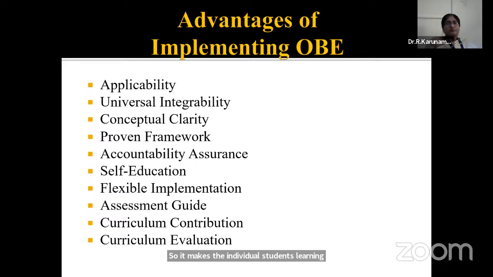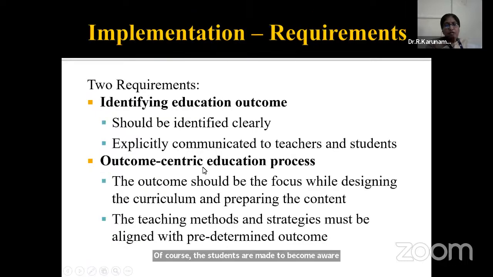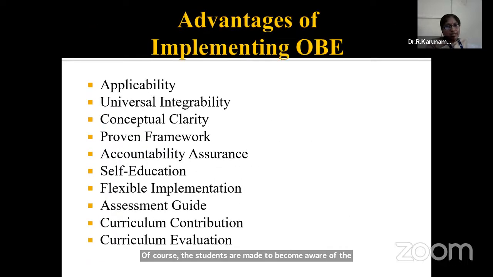Of course, the students are made to become aware of the learning process. So they adapt here. Self-learning, lifelong learning is one of the most important phrases related to OBE. So here, it ensures that students follow self-directed learning methods, which makes them more responsible for their education. So students, they learn by themselves.